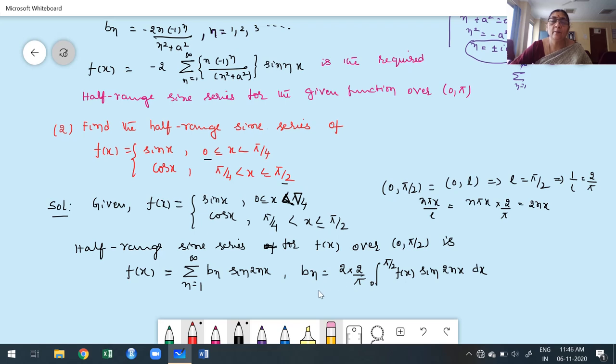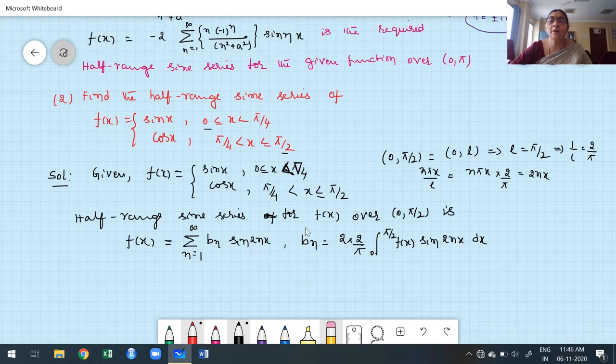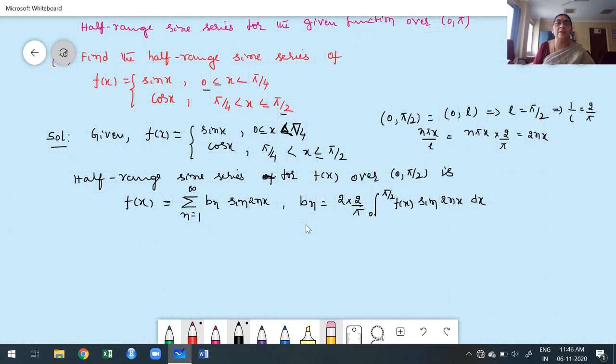In the next step, we can't evaluate directly from 0 to pi by 2 because the given function is a splitting function. Therefore, 4 by pi times the integrals, we split the integral 0 to pi by 2 at which point? Pi by 4, because they have a break at pi by 4. Giving a break for the entire interval depends upon what type of splitting function they provide in the problem.